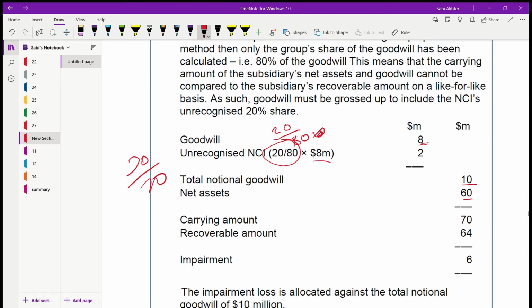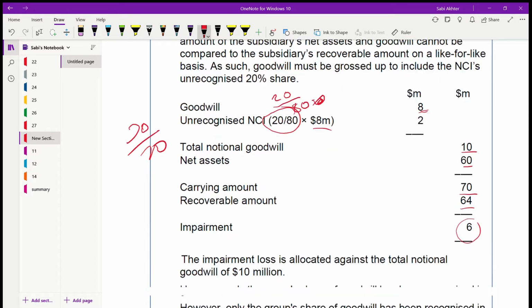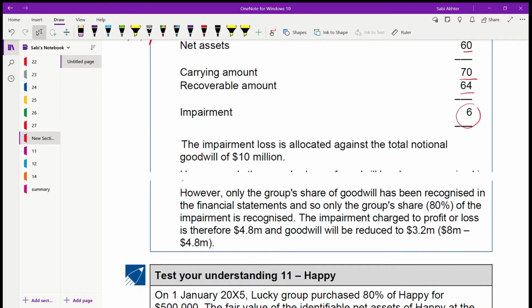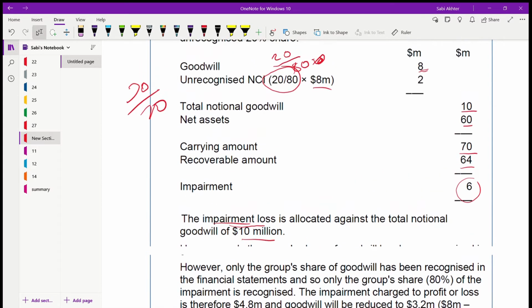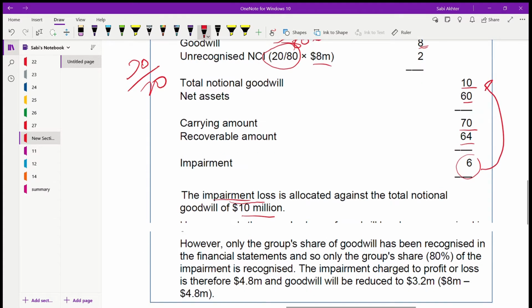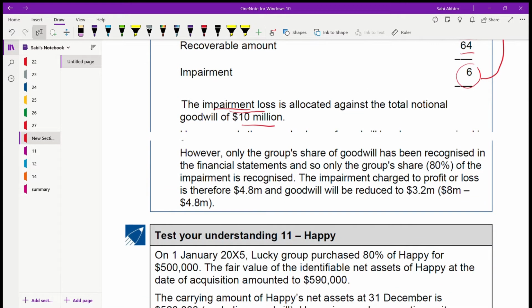So this is now your carrying amount, your recoverable amount is this, and this is your impairment, which is higher now. Okay, and the impairment loss is allocated against the total notional goodwill of 10 million, remember, not the goodwill 8. It will go against this 10. So that means you'll be left with 4 now, right?